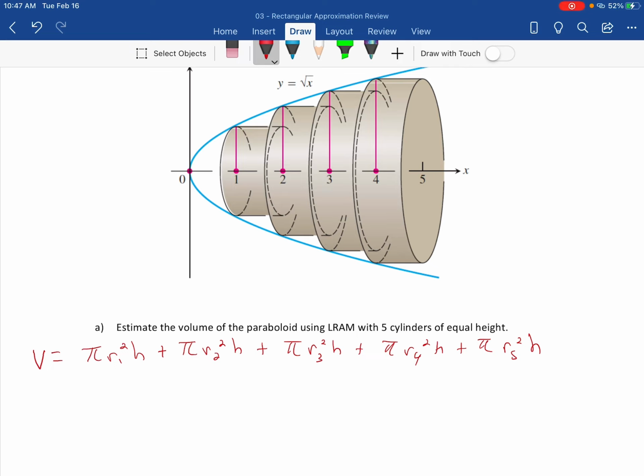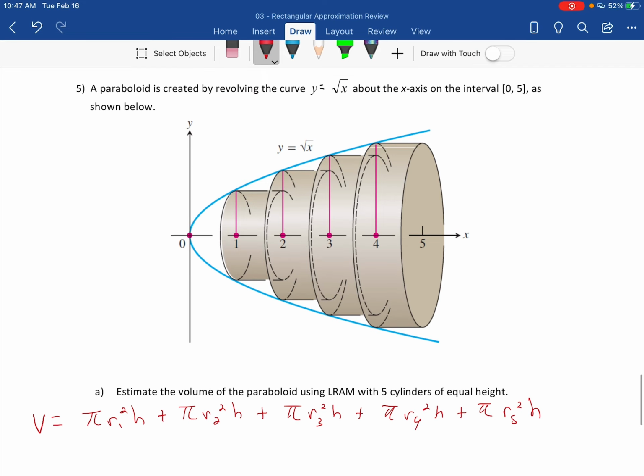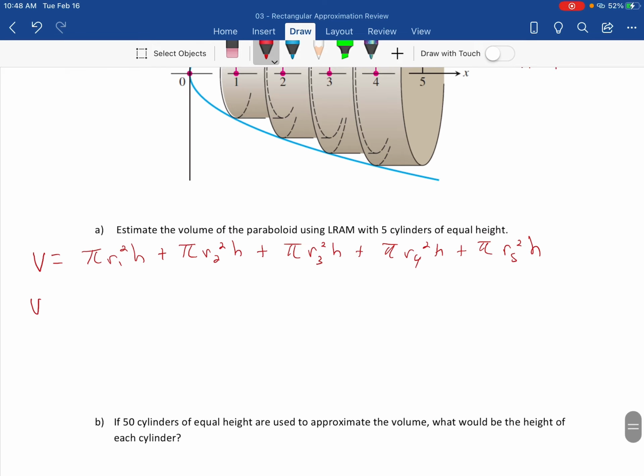Each one has volume pi r squared times the height. So what we've got to do is find each of those radii that we're going to calculate, because the height's easy. The height of each of these cylinders, because of what we've chosen here, it's interval 0 to 5, and we've done 5 intervals. So the height of each cylinder is 5 divided by 5 intervals. It's exactly 1. So let me just fill that in there. Pi times some radius squared times the height, which is 1. And then pi times some radius squared times the height, which is 1.